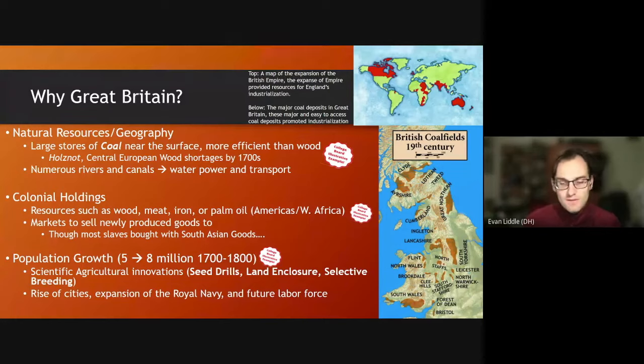You also have a future labor force, large numbers of people being forced off their land by enclosure, now living in the cities, who could potentially serve as a labor force for your new industrial factories. All of these factors put together made it more likely that Great Britain was going to undergo an industrial revolution first. Now, that is not to say that this was predestined.